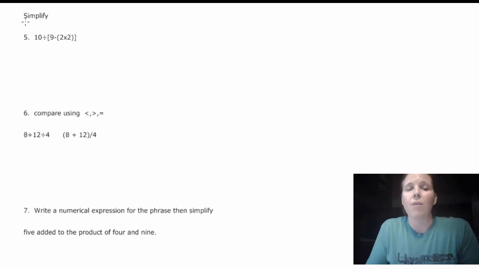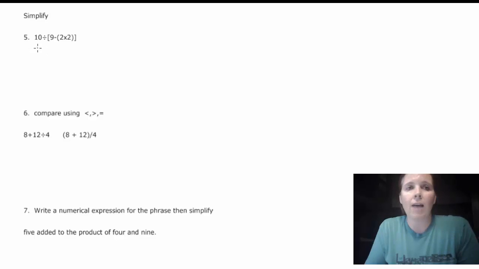Okay, now number 5, oh, another thing I forgot to say, sometimes they'll say simplify or sometimes they'll say evaluate. That's because there's not an equal sign. It doesn't say solve. If it says solve, that means there's an equal sign. We're dealing with an equation, which we'll get to later. So 10 divided by the quantity 9 minus 2 times 2.